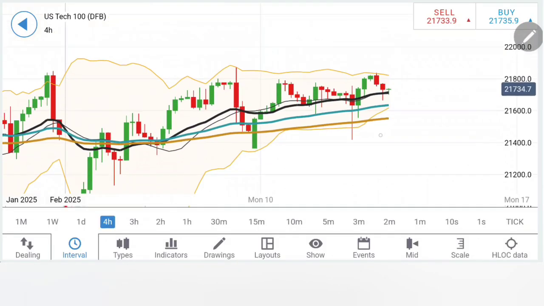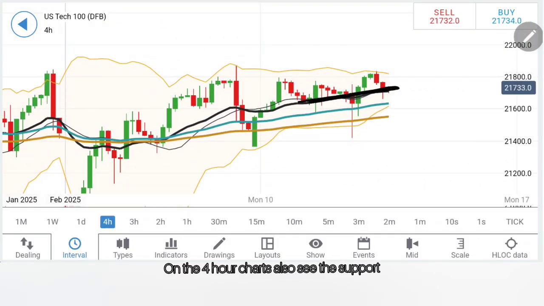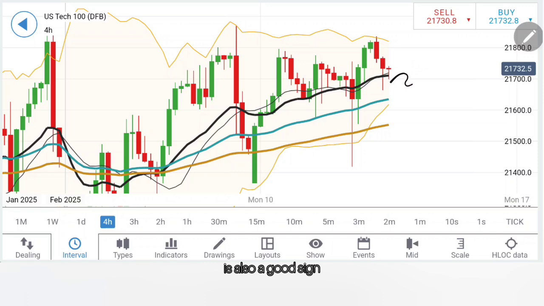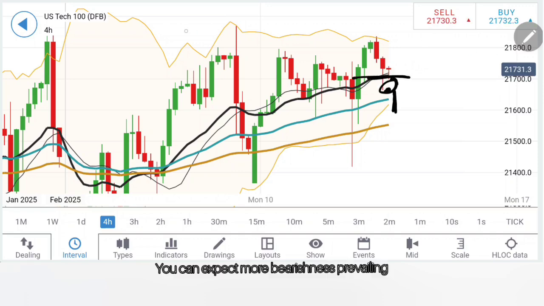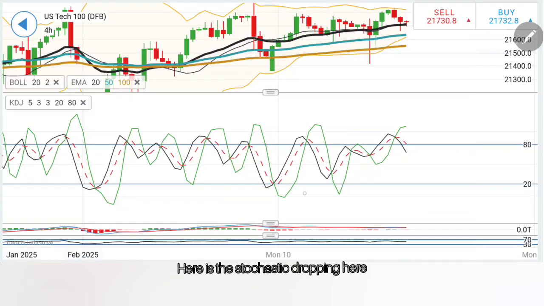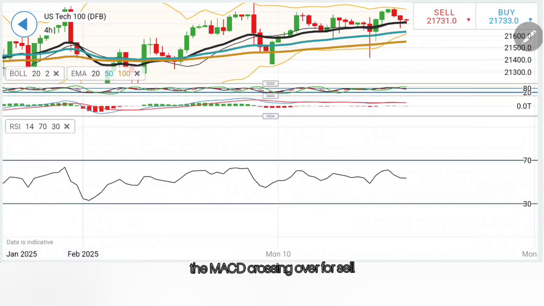RSI running flat. On the 4 hour charts also, see the support it is taking from the 20 period. This is very, very important. And see, the candle closing above the 20 period is also a good sign. Now let it stay below 21,700, 660, 640. You can expect more bearishness prevailing here, else it is not to be concluded as bearish as well. Here the stochastic is dropping, the MACD crossing over for sell, the RSI is flat.